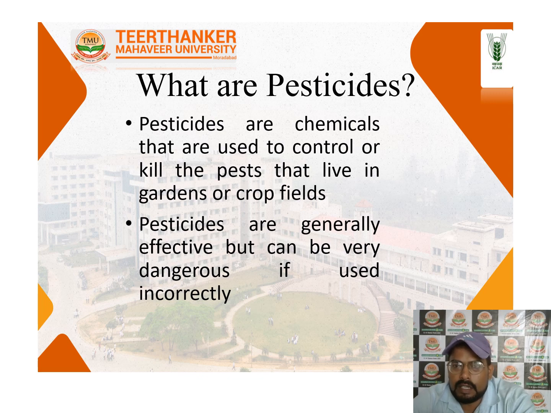The pesticide is a chemical that we use to control or kill the pests and leave the garden and crop plants. So pesticide is generally effective, but is very dangerous if used incorrectly or if high concentrations are used. Then it's like a drug, where some persons taking drugs continuously find sometimes they are not effective at those concentrations.